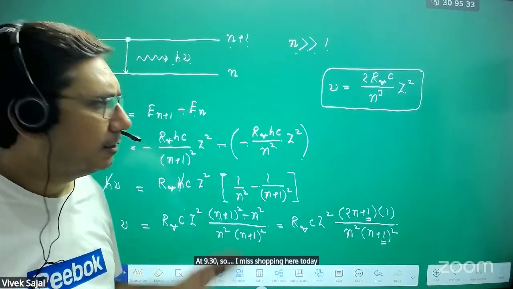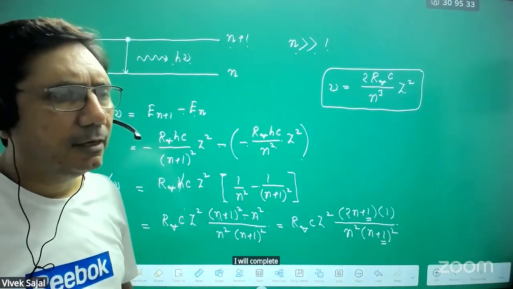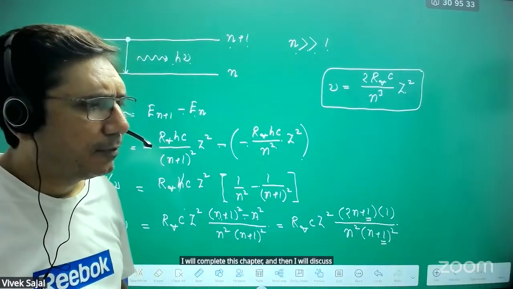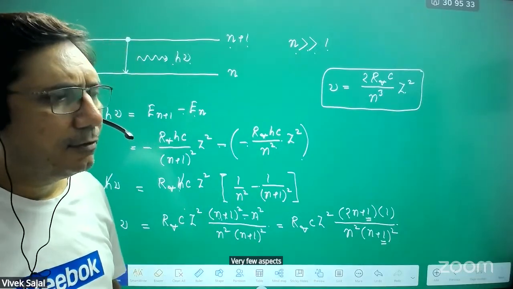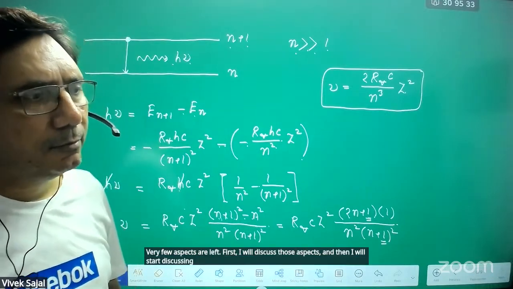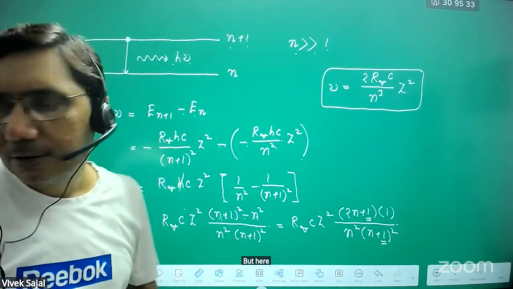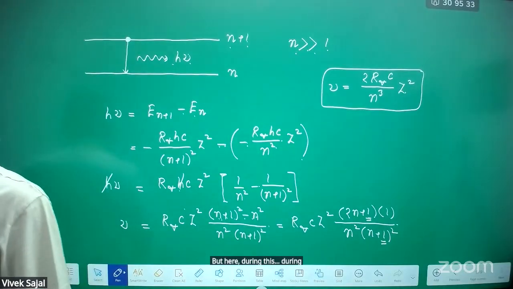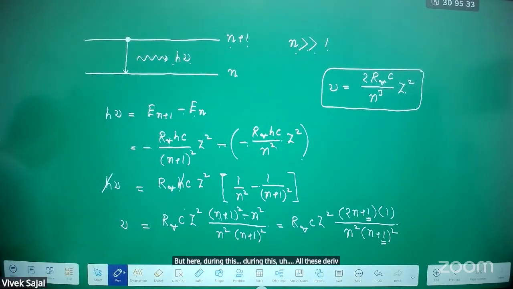In the next class, I will complete this chapter and then I will discuss numericals. Very few aspects are left. First, I will discuss those aspects and then I will start discussing numerical problems. But during all these derivations, that question is left unanswered: that only 5 series are there.